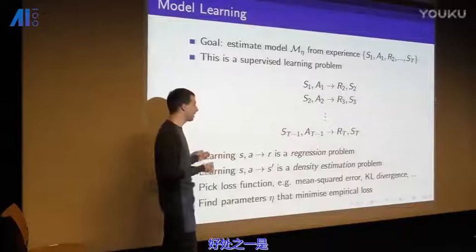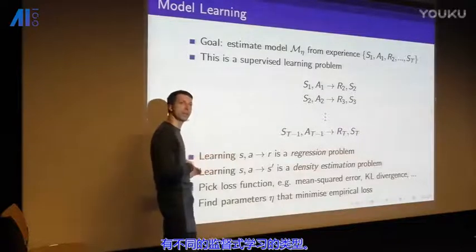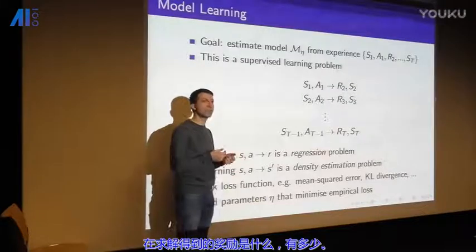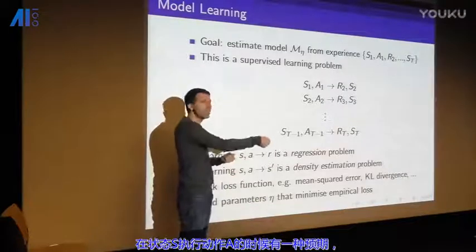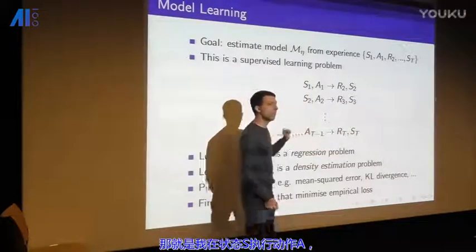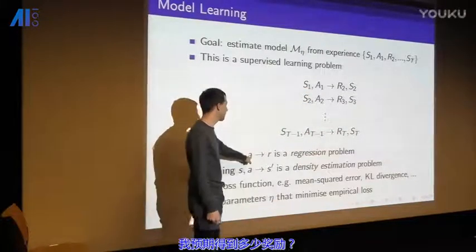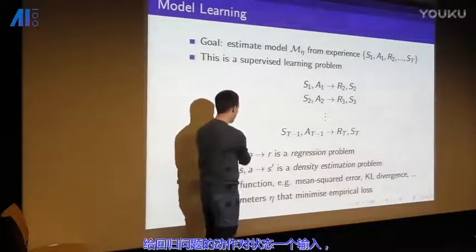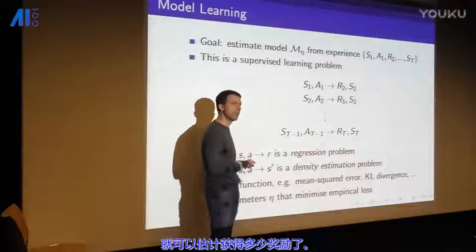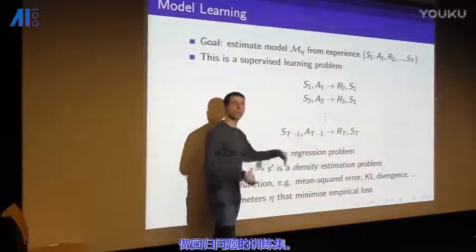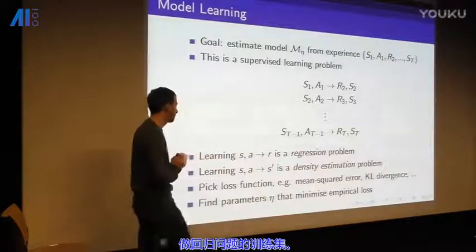One reason it's useful is that these are different types of supervised learning problems. To learn the reward function, we're just trying to learn how much reward I will get in expectation from taking some action A in some state S. If in S I take action A, how much reward do I expect to get? That's a regression problem. The input to our regression problem is a state and action pair, and we're trying to estimate how much reward we'll get. We use all of these as examples to train this regression problem.